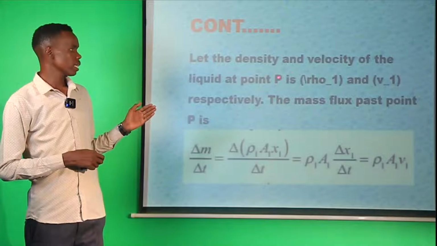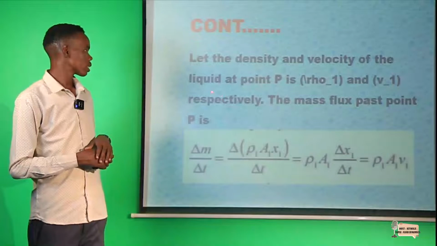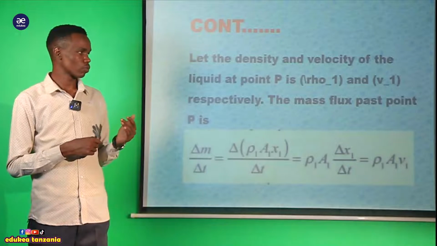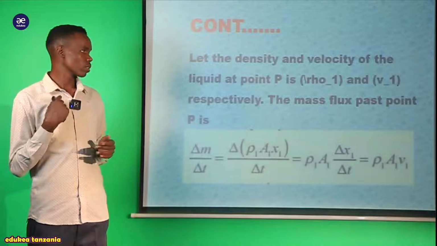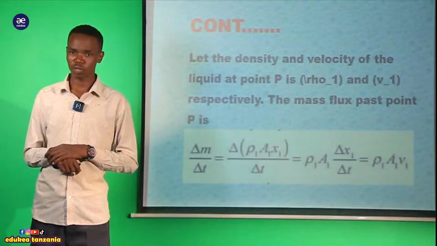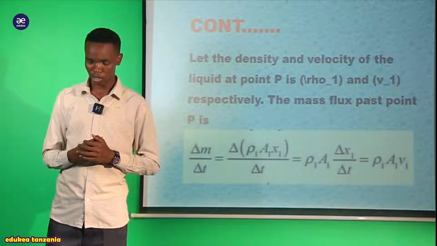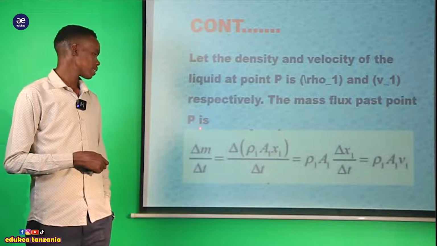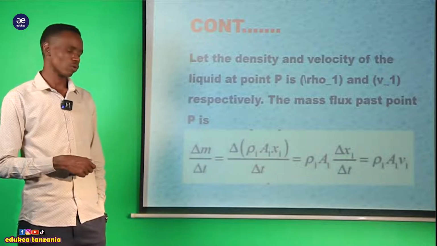So we can let the density and also the velocity of the liquid at point P be equal to rho and V1, as we try to see. Now we should go and try to observe here. So the mass flux past P is given by this one.